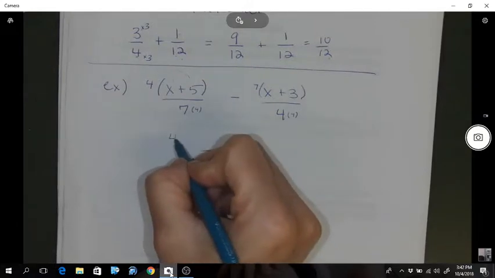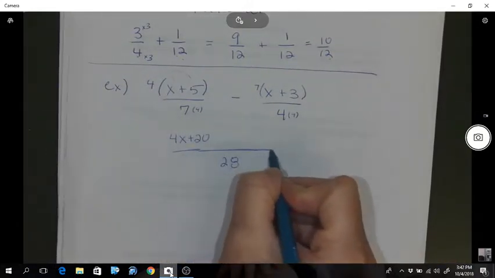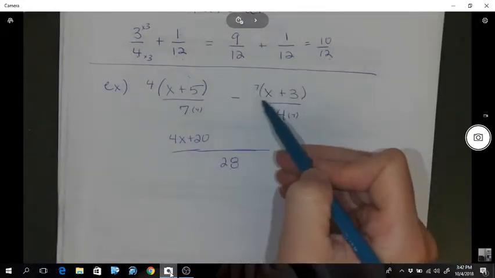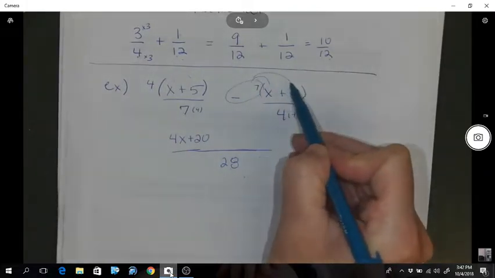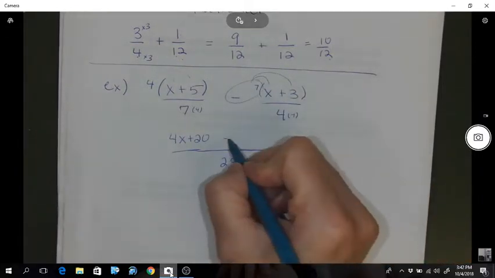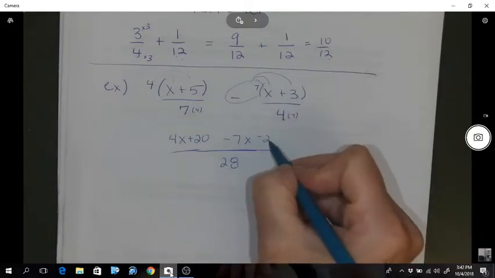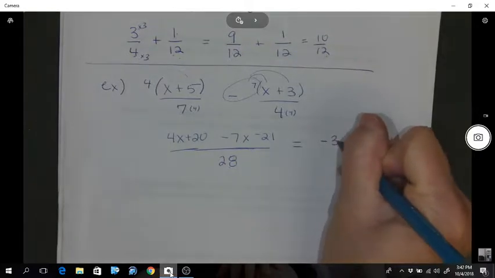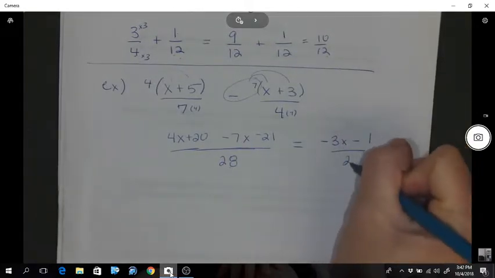So the first fraction becomes 4x plus 20 in the numerator. And the second fraction, now this is the part where a lot of people make a tiny mistake: this also has to go through the negative. So this first term becomes negative 7x, and the second term becomes negative 21. So altogether, your final answer is (negative 3x minus 1) all over 28.